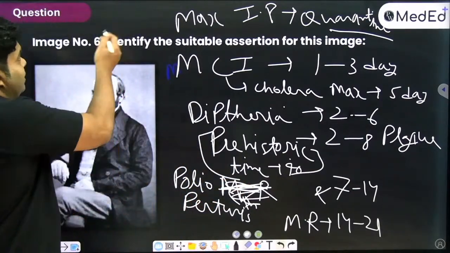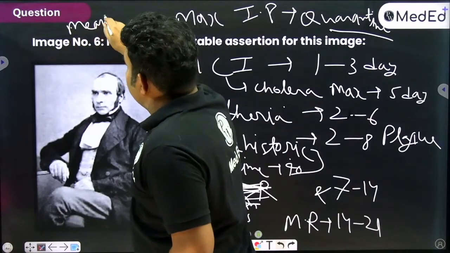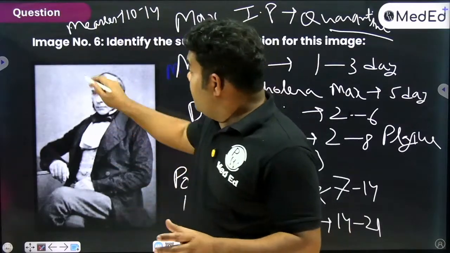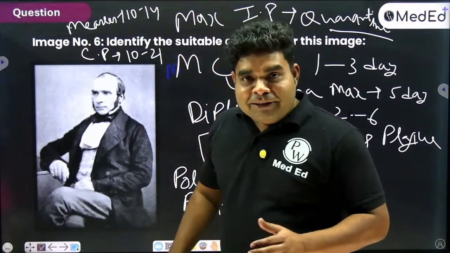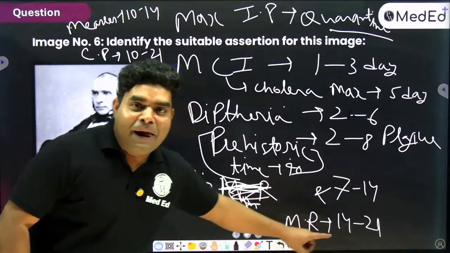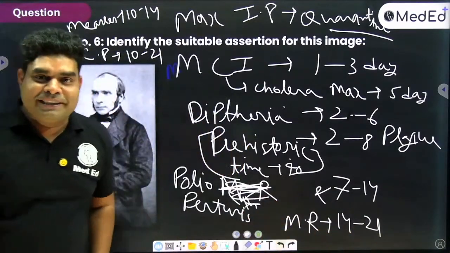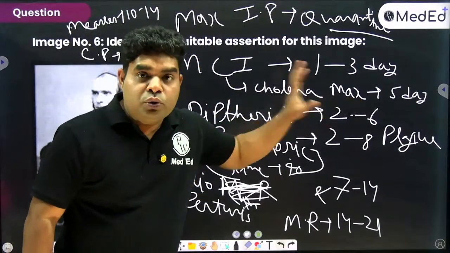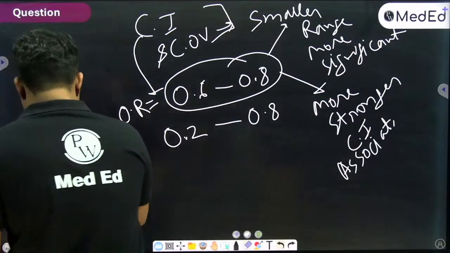And there is a rhyming there also. For measles, it is 10 to 14 incubation period, quarantine period. And for chickenpox, it is 10 to 21. So 10 to 14, 10 to 21. If you see, 14 to 21 was mumps and rubella. And if you put 10 to 14, it becomes measles. 10 to 21, it becomes chickenpox. So with this, we can remember all the incubation periods. And of course, you can see diphtheria is 2 to 6. I hope you will revise it and remember it. So the answer was 2 to 6 days for diphtheria.